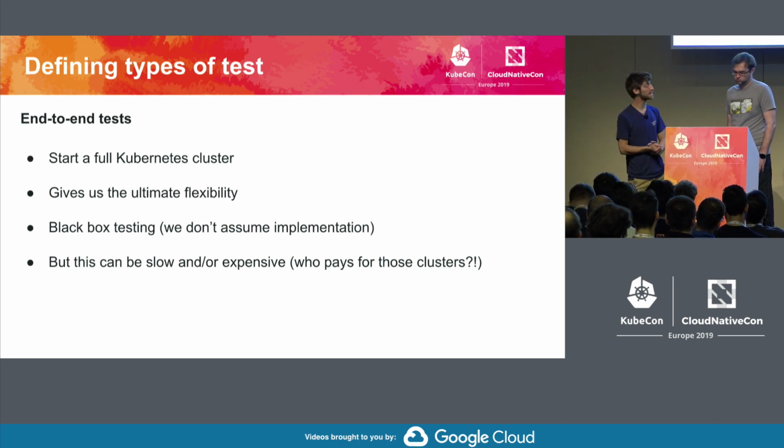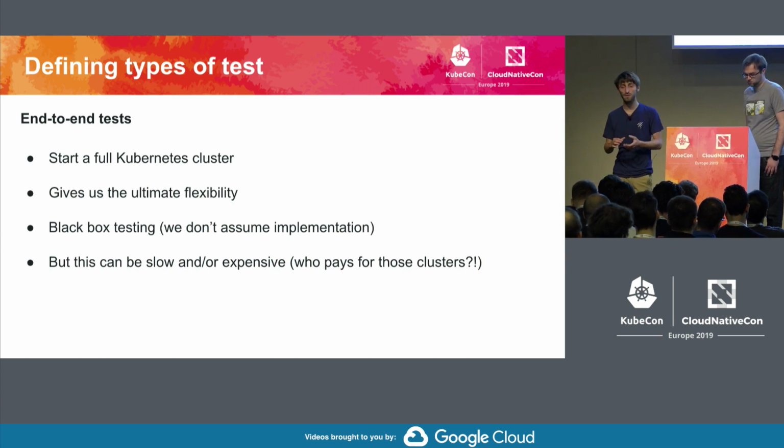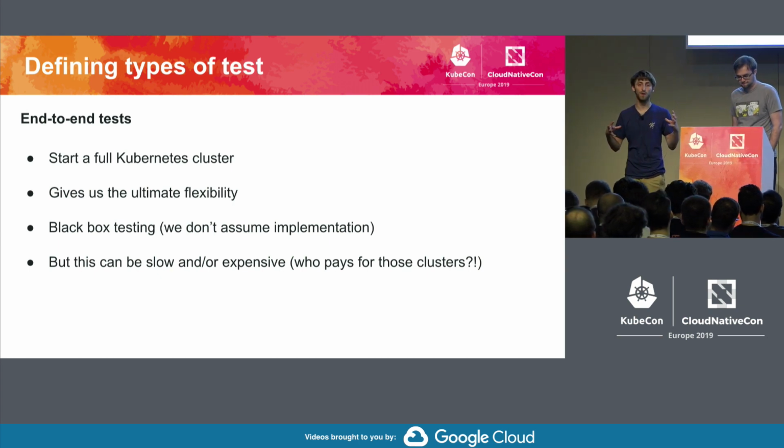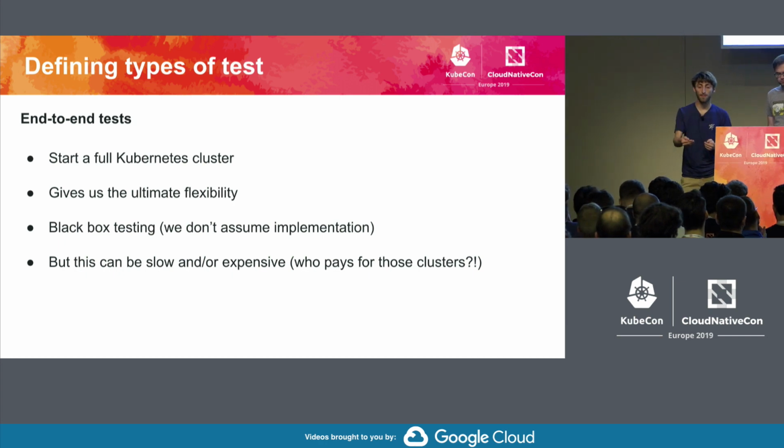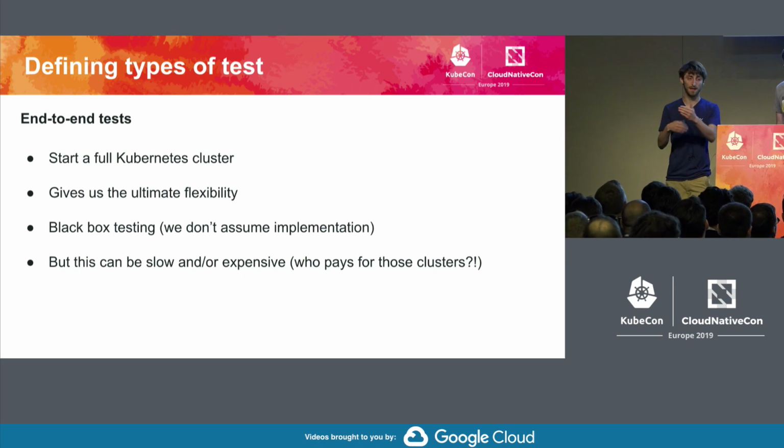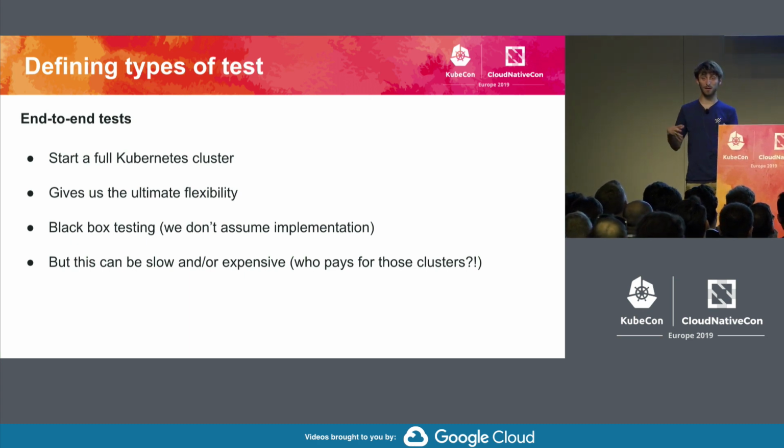And the Kubernetes code base is full of end-to-end tests. You've got conformance tests, all sorts. And these are very black box. You go and apply something, and then you wait to see what happens. And if it doesn't do that, then that's a failed test. It gives us a lot of flexibility. You're really looking at this from the user's point of view, and they're really valuable to have.